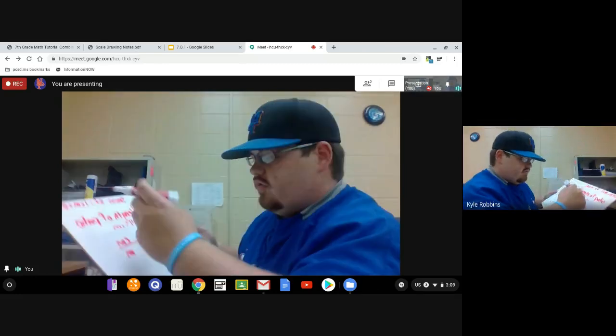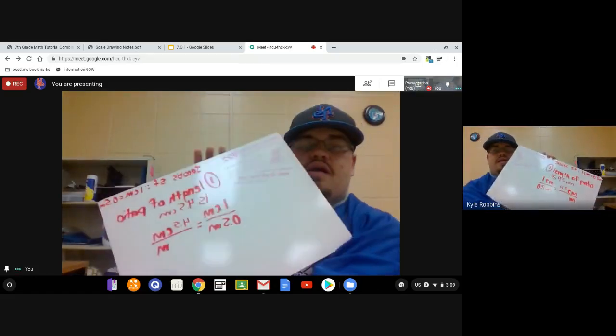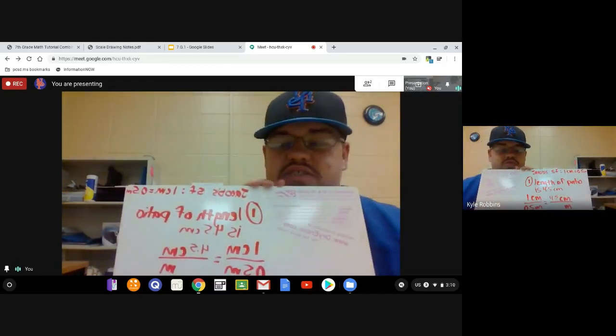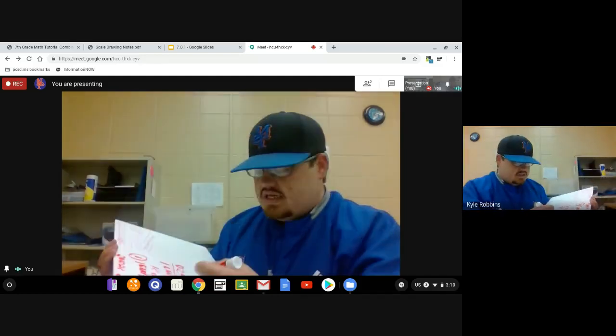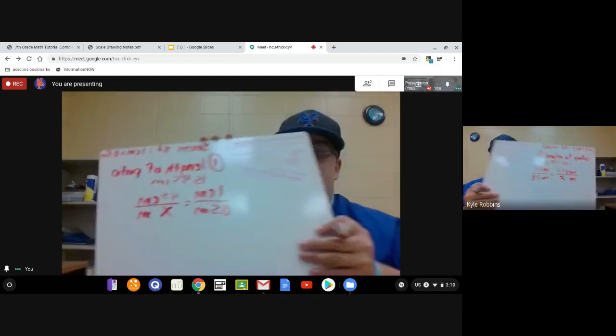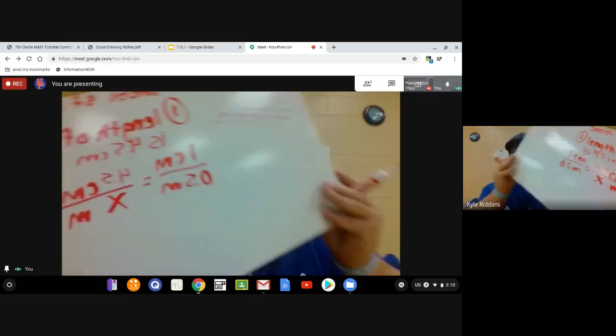So we're going to take 4.5 and place it here. Okay. And then we're looking for the actual distance, which is going to be the meters, and we don't have that. So when we don't have something, we're going to plug in an X like this.